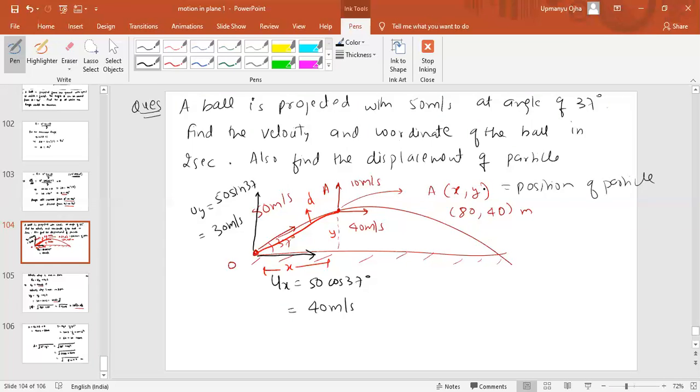Correct. So that is x comma y. So we can find the position also. We can find the velocity after 2 seconds.